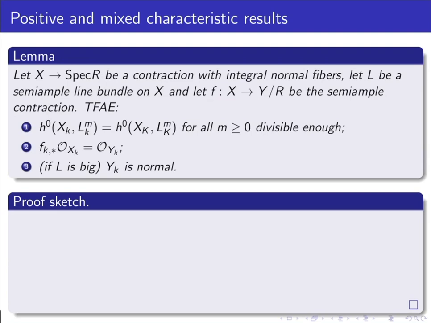Then the following conditions are equivalent. We have asymptotic invariance of dimension of the spaces of M twisted sections for M divisible enough. This condition basically means that the restriction of F to the central fiber is itself a contraction. And if L is big, then we also have that both of these conditions are equivalent to YK being normal.